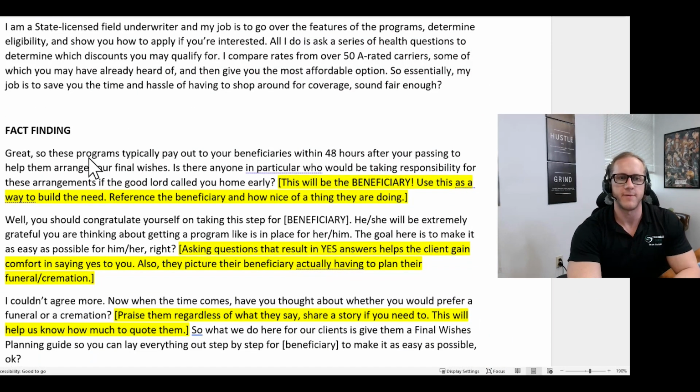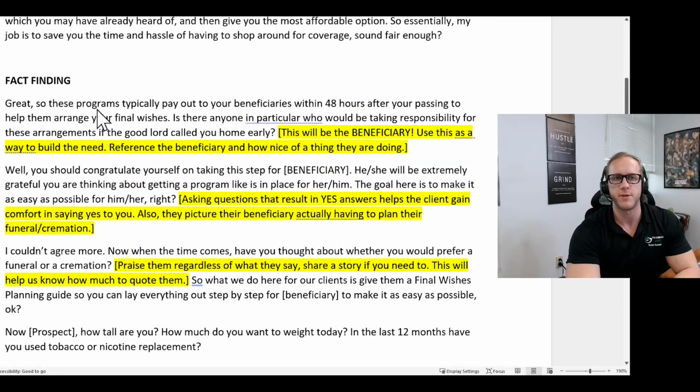Okay, so here we have the fact finding. So once we get through the greeting and we push through any resistance that someone has, we're going to move on to the fact finding. Now, just another word of warning on the greeting. You have to have great enthusiasm, energy, and excitement, or there's more of a chance they're going to hang up on you and not want to talk to you.